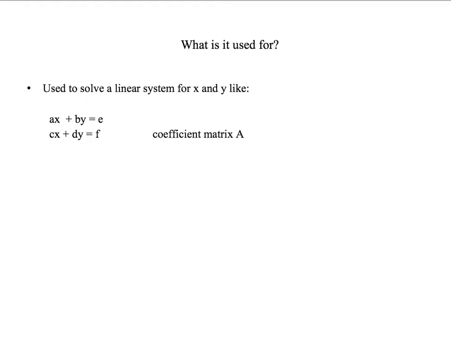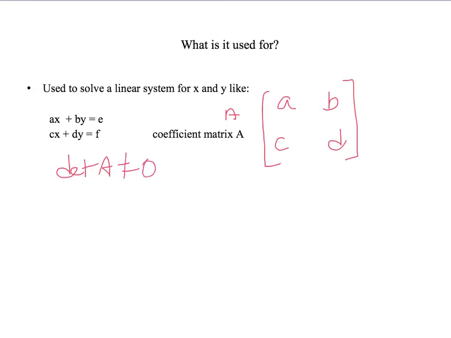What you're going to do is set up coefficient matrix A. And this matrix is made up of the four coefficients in front of the x's and y's. So it's a, b, c, d. So that is your coefficient matrix. If the determinant of A is not equal to 0, then there is one solution.